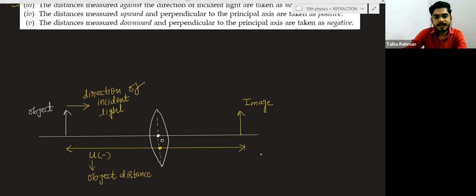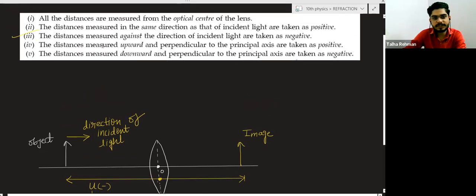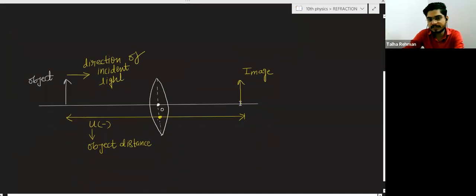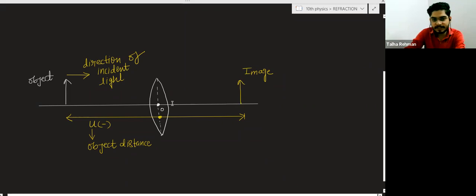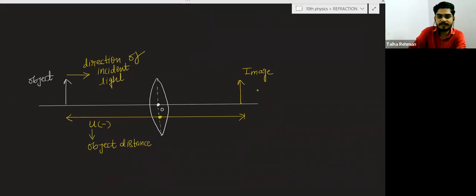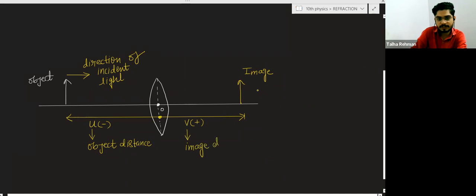And here, point number 4: the distance measured in the same direction as that of incident light is taken as positive. So if you measure the distance in this direction, in the direction of incident light, you will take this distance as positive. The distance between the optical center and the image, I have already told you, is the image distance, represented by v, and here you will take image distance as positive.